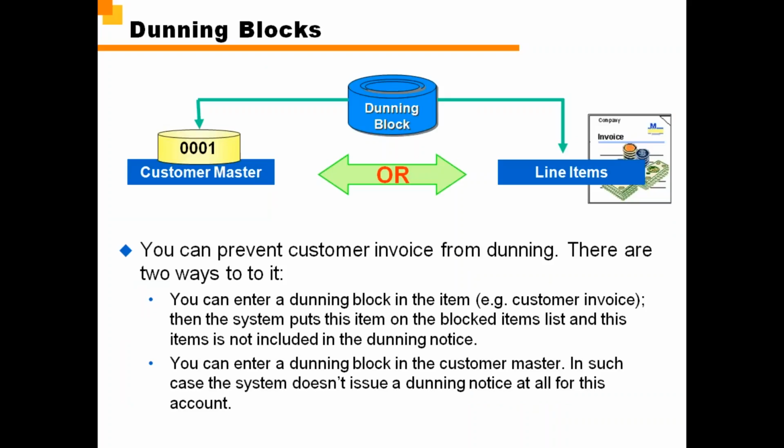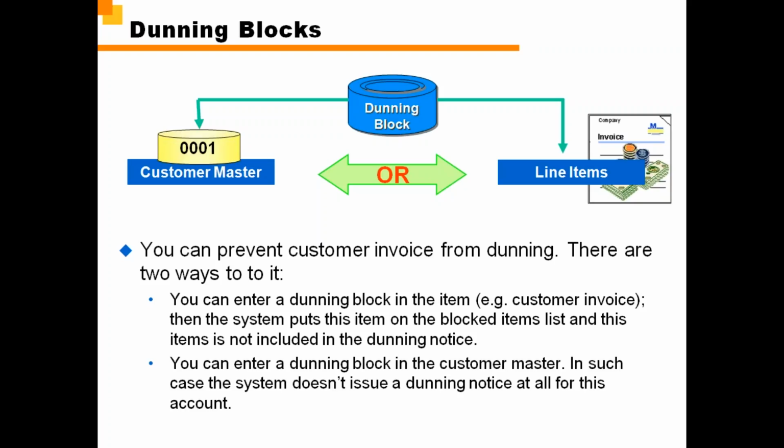Then here we have the dunning blocks. We have dunning blocks at two levels. A dunning block is something which will prohibit your dunning, and ensure that a customer will not be sent any reminder. So we have two types of dunning blocks for our customer. One is the block at the account level, that is, customer master record level blocking. The second is a dunning block we can have for a particular line item, for a particular invoice.